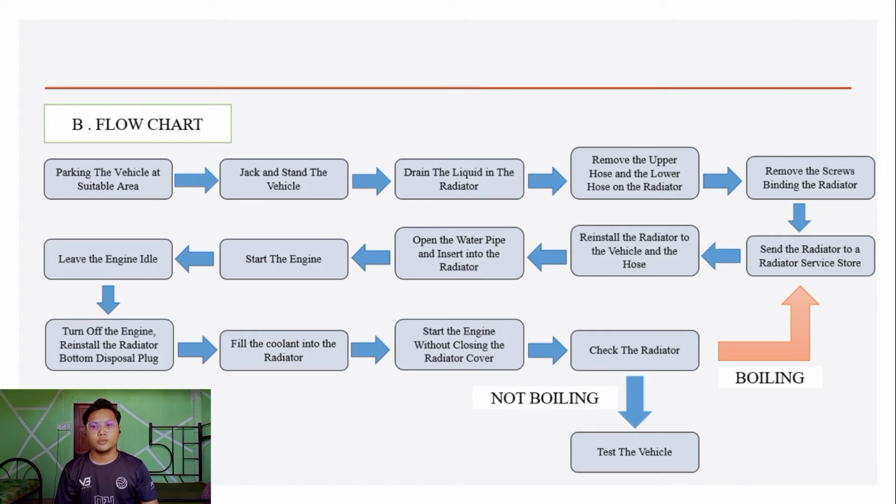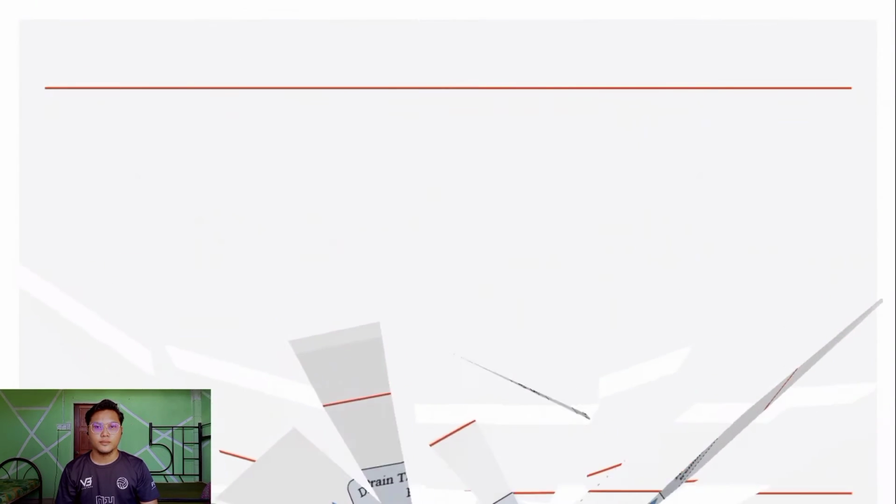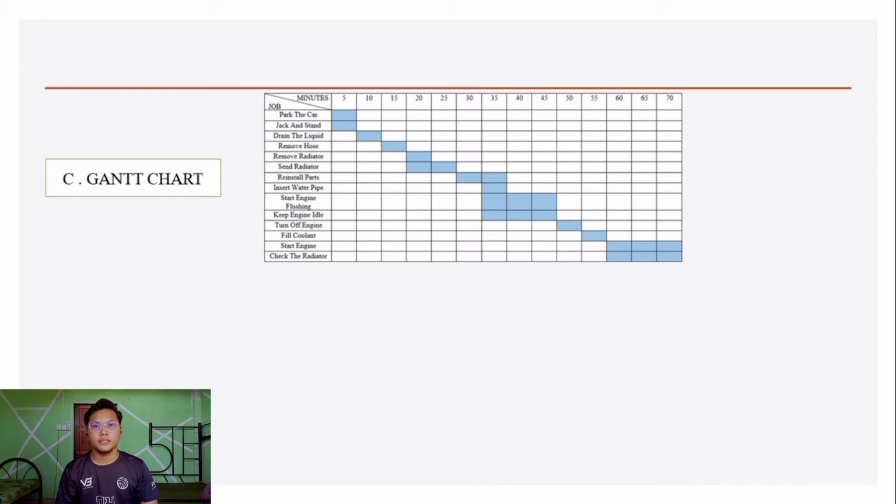If the water is boiling, we need to send the radiator back to the radiator service store. If the water is not boiling, we need to test the vehicle. This is the Gantt chart.